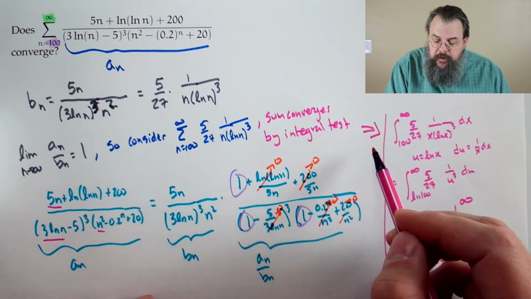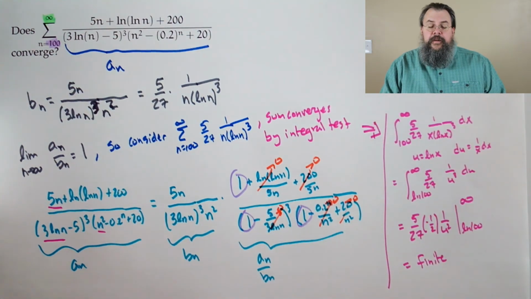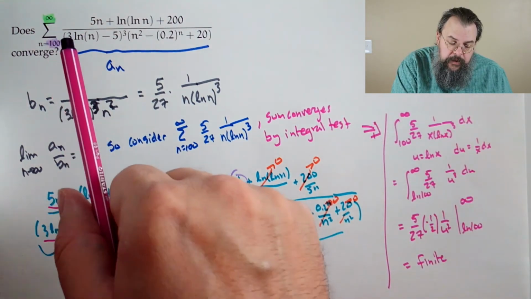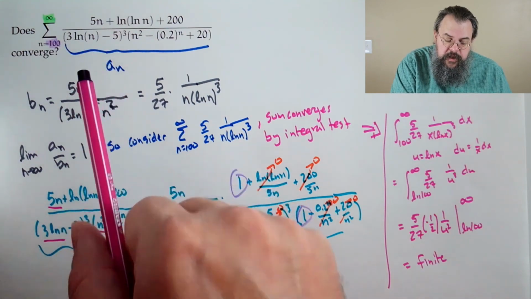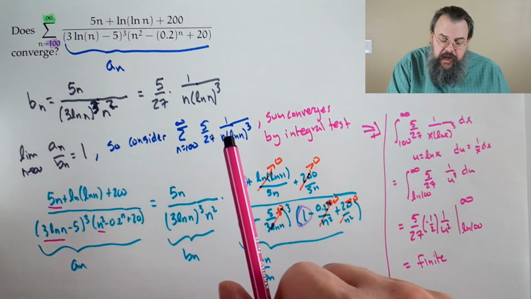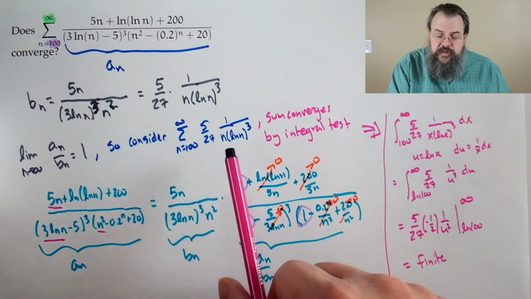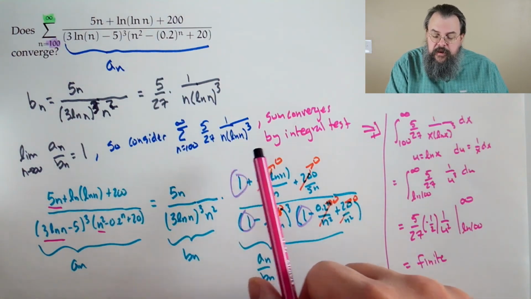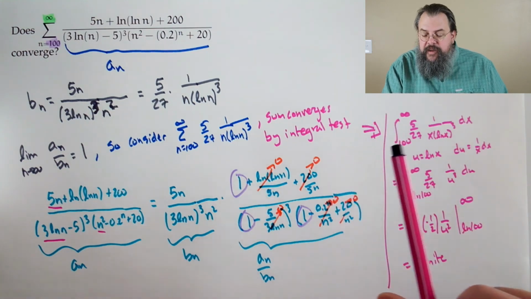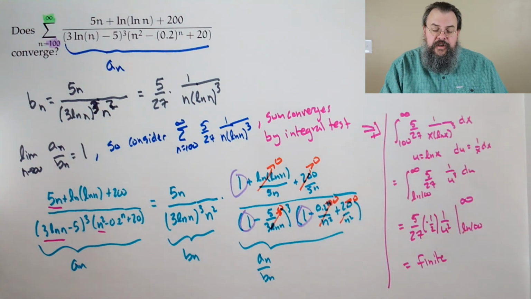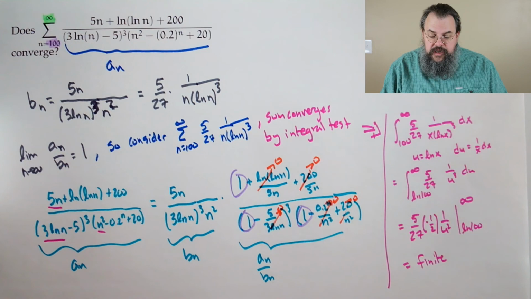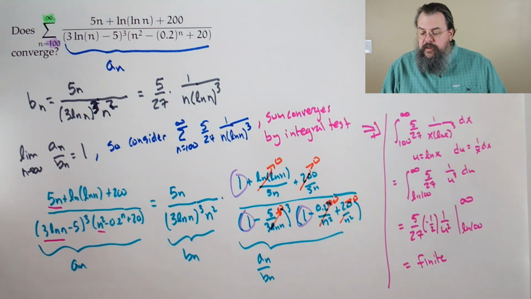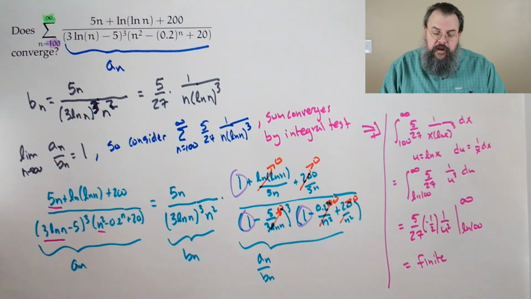Sorry, that's the work we just did right there. So we said, hey, this original sum will be tied to this sum. That's the limit comparison test. So whatever this sum does, that sum does. And this sum we said, okay, we applied the integral test, and that sum converged. So our conclusion is that our original sum also converges.